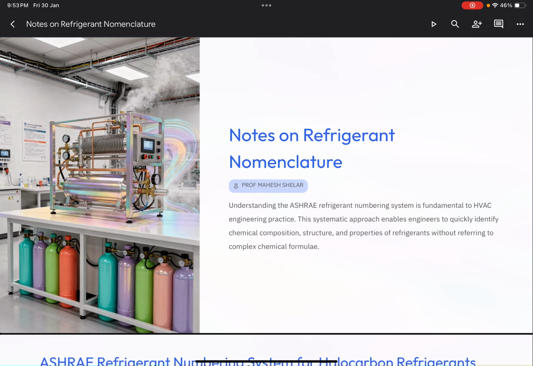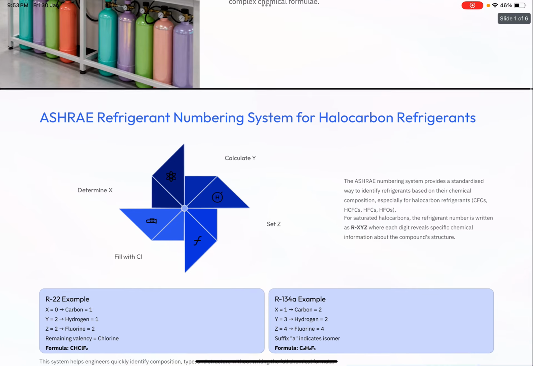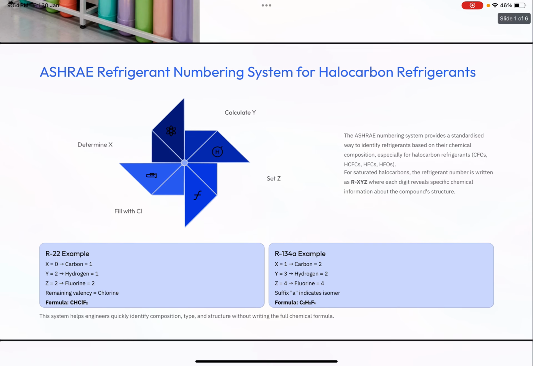For that, we follow the ASHRAE refrigerant numbering system. ASHRAE is the American Society of Heating, Refrigeration and Air Conditioning Engineers, and they have a very systematic approach to naming a refrigerant. Because of that approach, by just looking at the name, one can identify the chemical composition of the refrigerant. One can get an idea about its structure as well as some idea about its properties. So, what is this system of nomenclature or naming of the refrigerant?